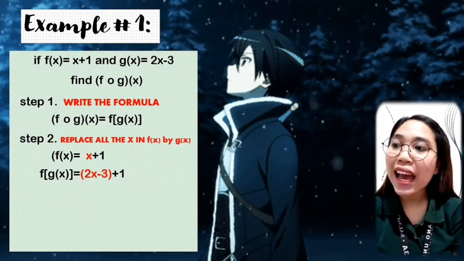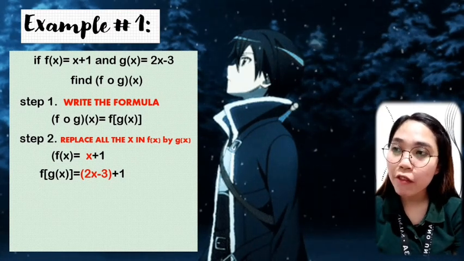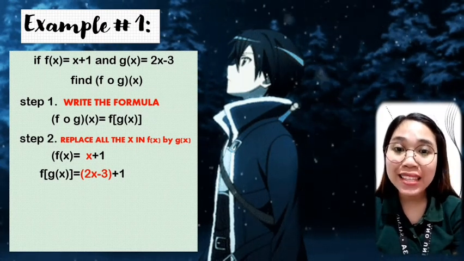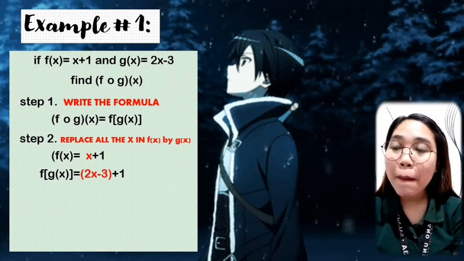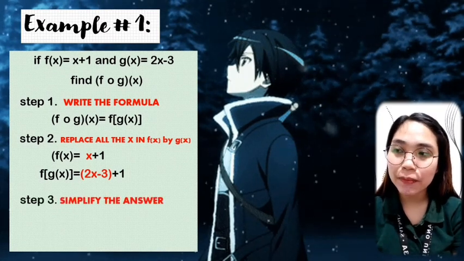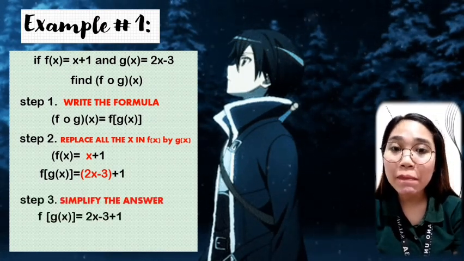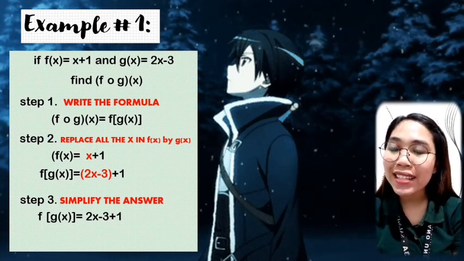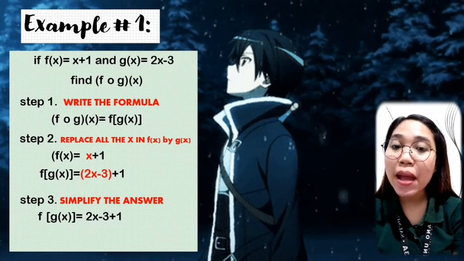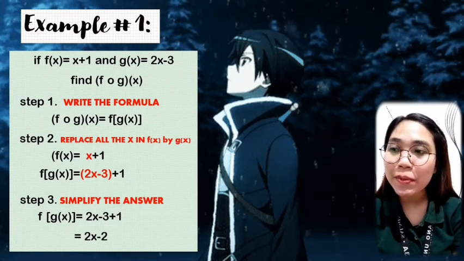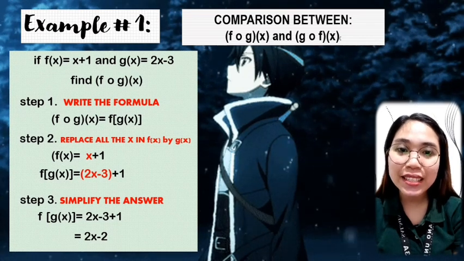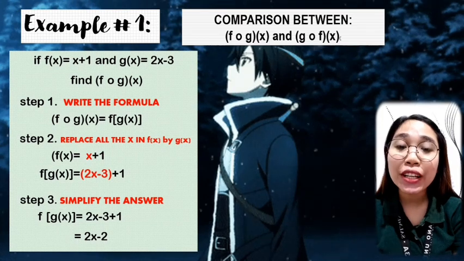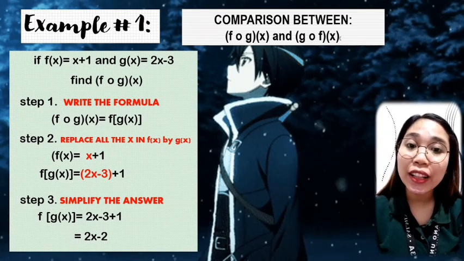Then, after that, we write the formula. F of g of x is equal to 2x minus 3 plus 1. We replace x by 2x minus 3. And the third step, simplify our answer. So we have f of g of x is equal to 2x minus 3 plus 1, and the final answer would be 2x minus 2.